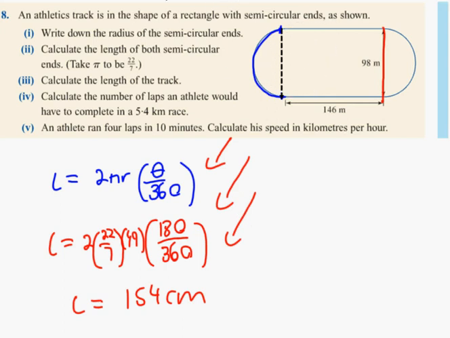Is everybody happy with that? How many blue ends do we have? 2. Here's the other blue end. So what's that make it? Oh, sorry, it's meters, not centimetres, by the way. That's another 154, isn't it? And this is 146.